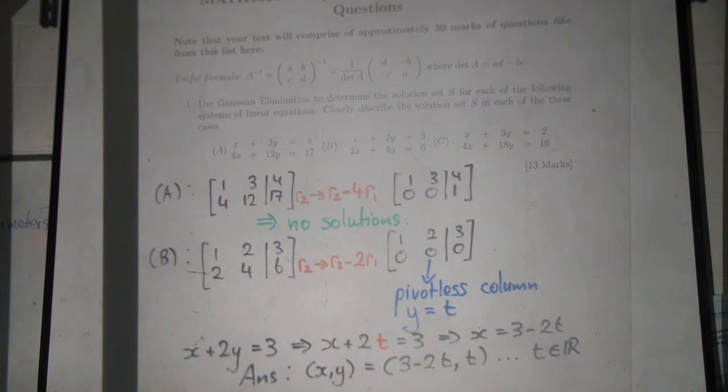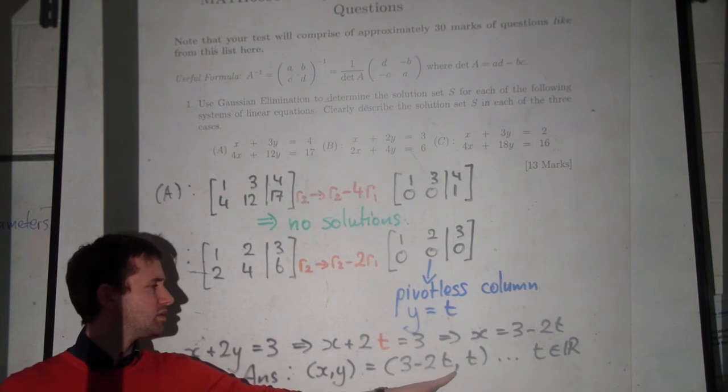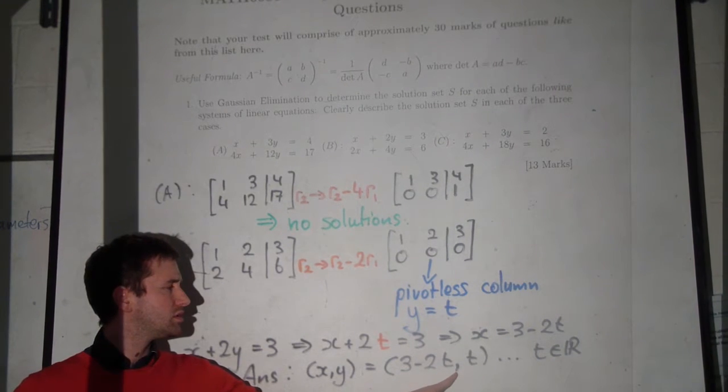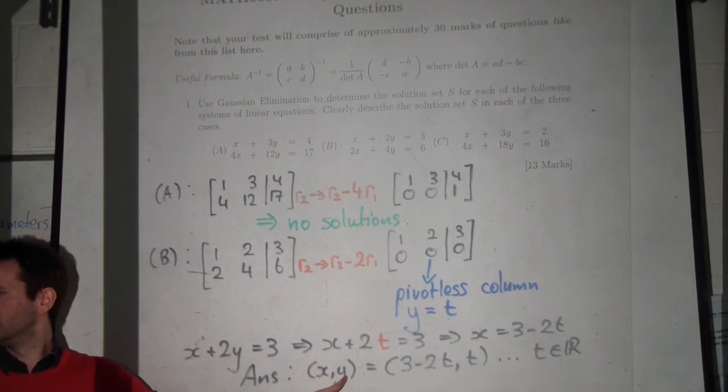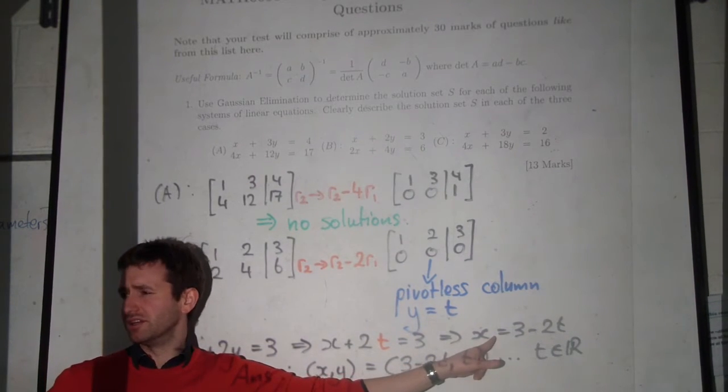You've written it out to JP with the 3 minus 2t, comma t. Would you just put that in then? Well, it's like x and y. It's just a way of writing. I mean, you leave it there. You're fine.